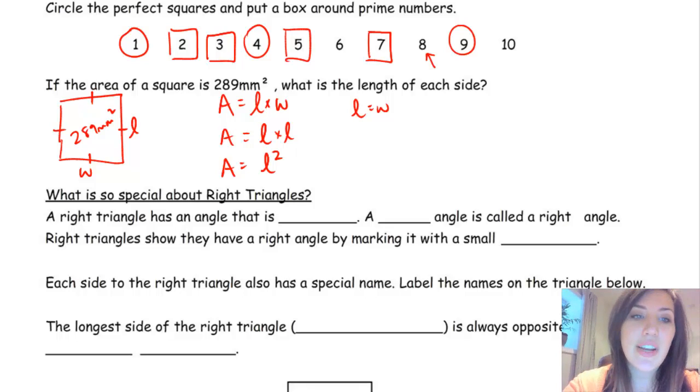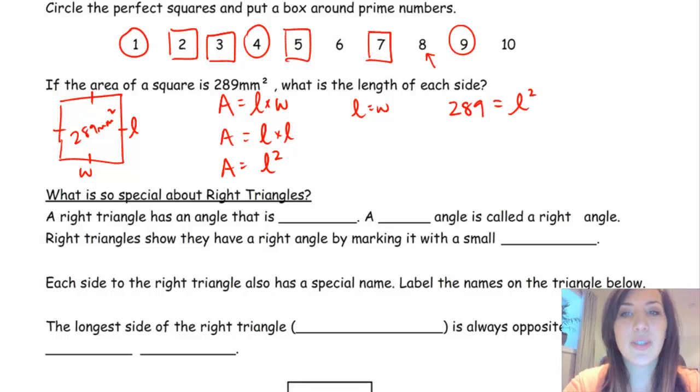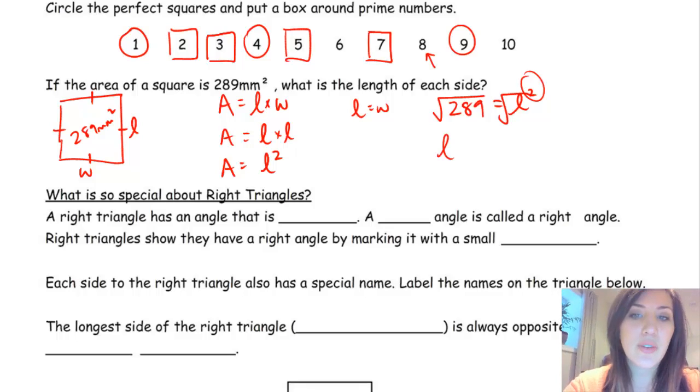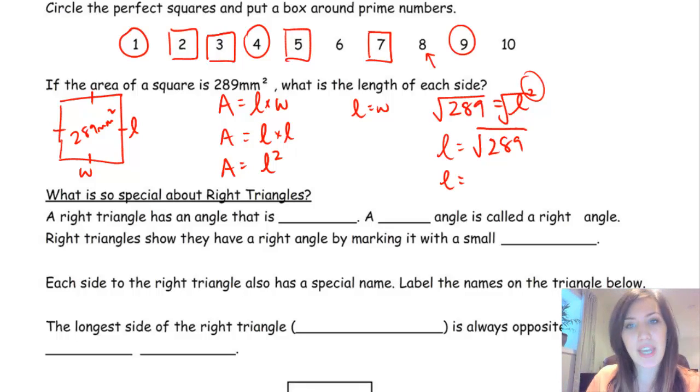So if we know that the area here is 289, that equals L squared. If we want to get rid of that little square there, the opposite, kind of like multiplying, dividing, adding, and subtracting, the opposite is to take the square root. So L equals the square root of 289. So the length then would equal, you can type that into your calculator.